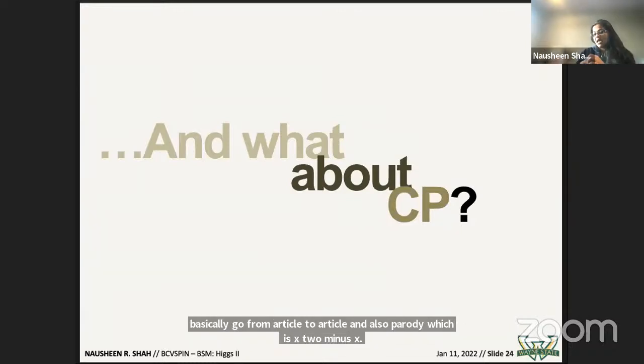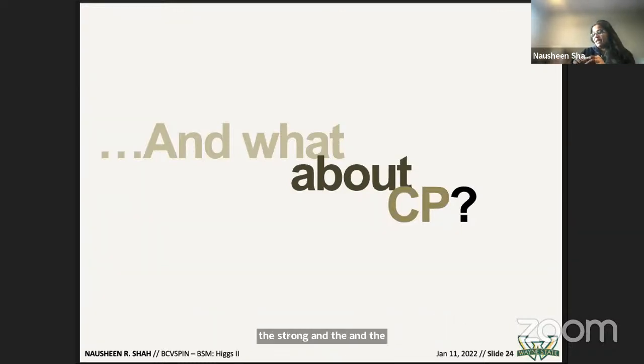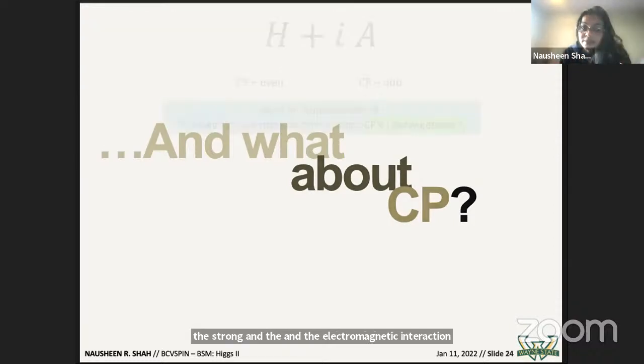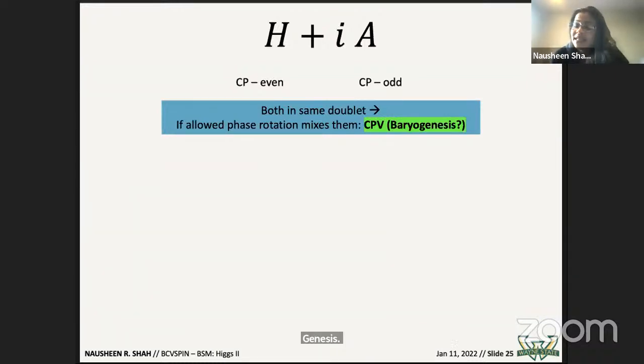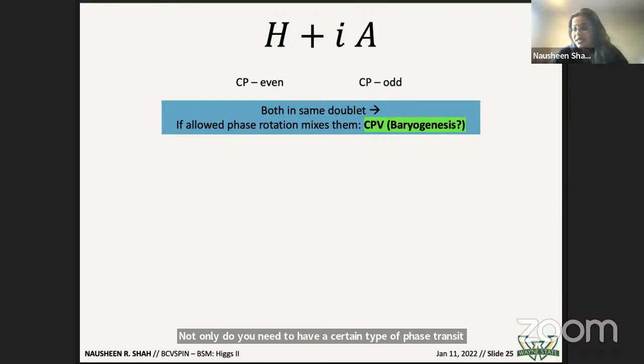Then while the strong and the electromagnetic interaction respects that, it turns out the weak interaction does not. And in fact, this CP violation is super relevant for what I had mentioned yesterday about baryogenesis. Not only do you need to have a certain type of phase transition, there needs to be CP violation for there to be a matter-antimatter asymmetry that's generated.